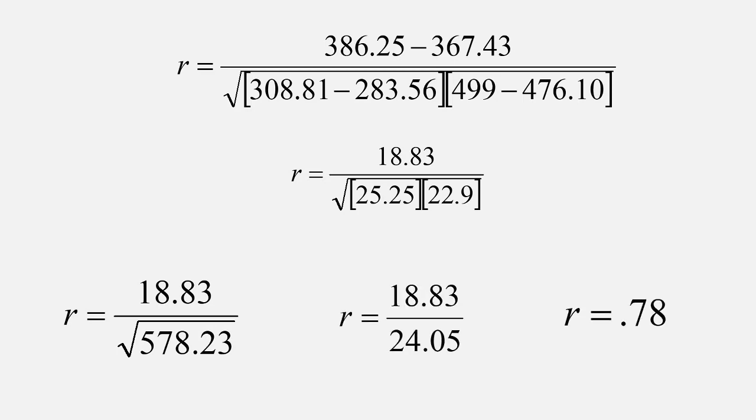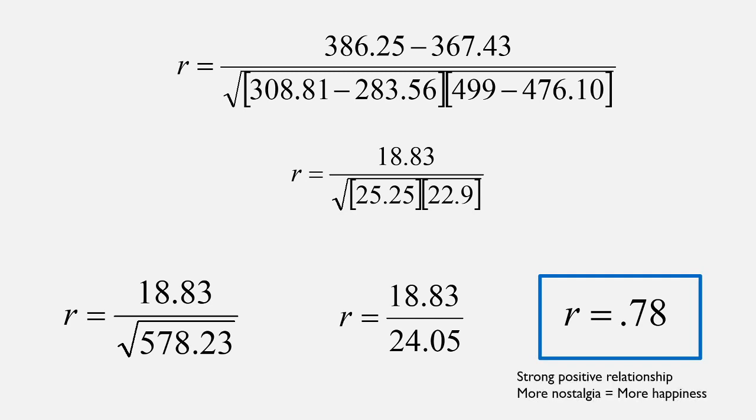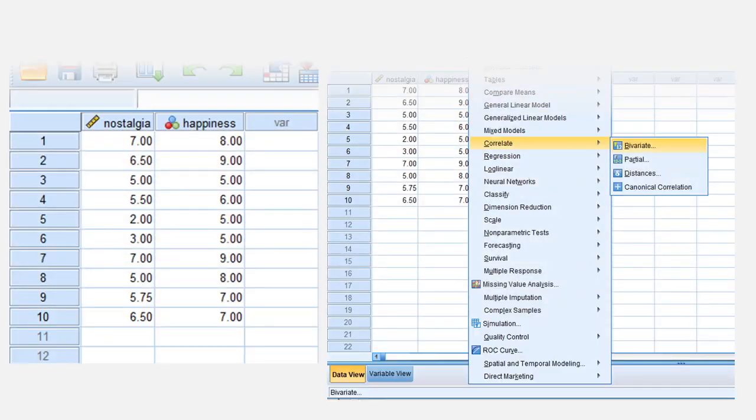I ended up with a Pearson's R of 0.78. Did you get it right? Hoping you did. So this indicates a strong positive relationship between nostalgia and happiness, whereby more nostalgia is associated with more happiness. Reflecting on cherished memories of the past, as we know from nostalgia research, is associated with a host of psychological and well-being benefits.